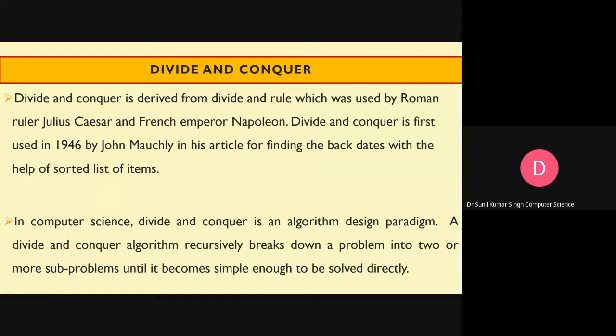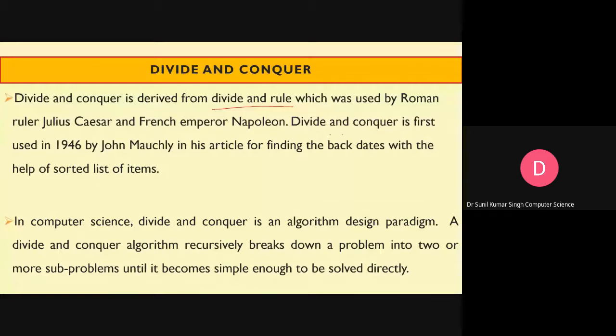Let's look at the history part of it. Divide and conquer is derived from divide and rule. If you look at the use of divide and rule, it was used by the Roman ruler Julius Caesar and the French Emperor Napoleon. They used this policy, divide and rule, right? And divide and conquer is derived from divide and rule only.